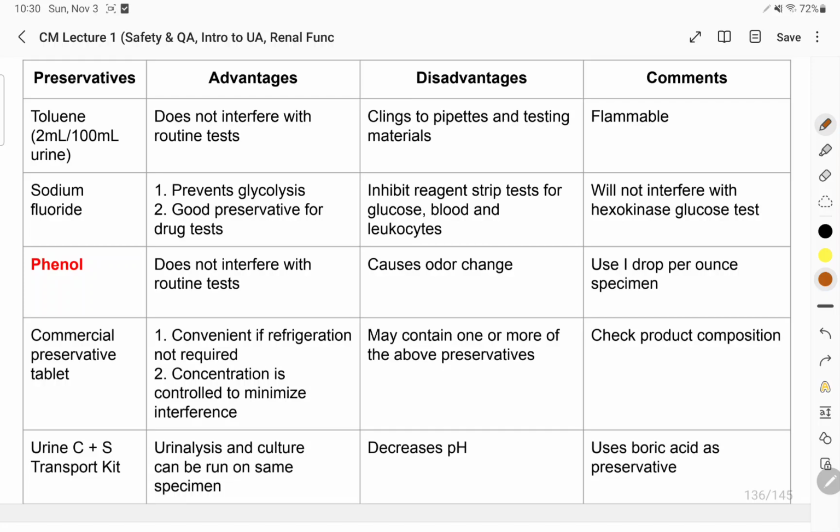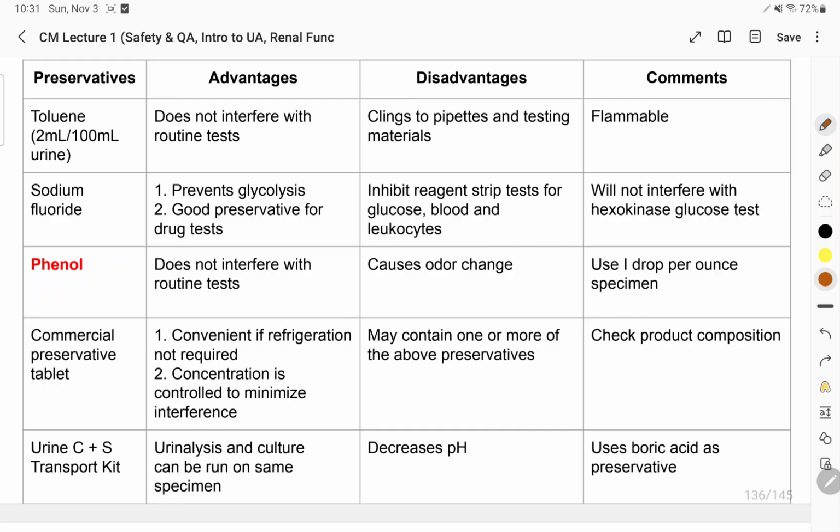Okay, so phenol does not interfere with your routine tests, but it causes odor change. And use only 1 drop per ounce of specimen, so it is just a small amount. Your toluene is just flammable. Your sodium fluoride, on the other hand, prevents glycolysis. That is why sodium fluoride is also an additive found in your gray top tube. It is used if you want to measure glucose, and it is a good preservative for drug tests. And we also have commercial preservative tablets.